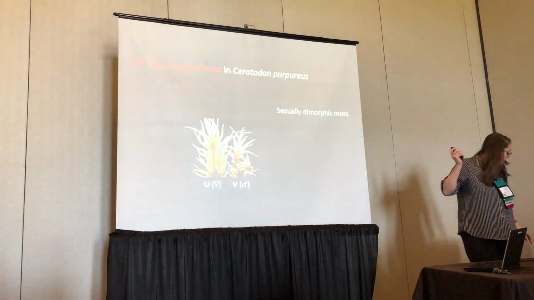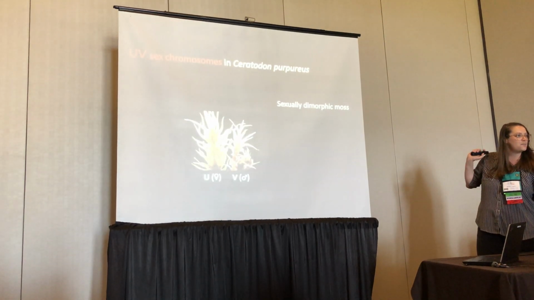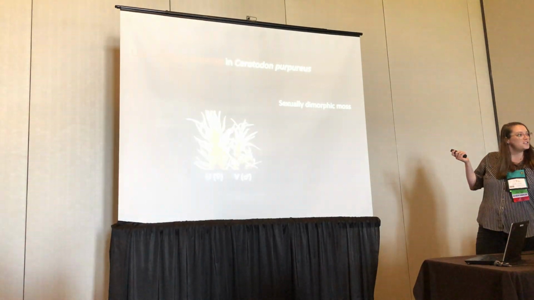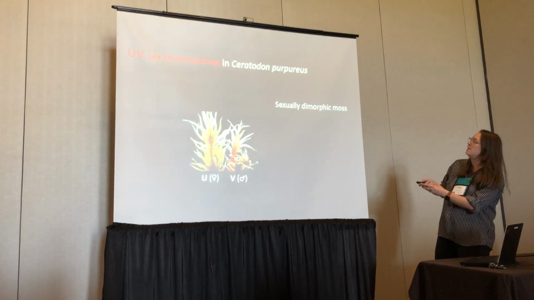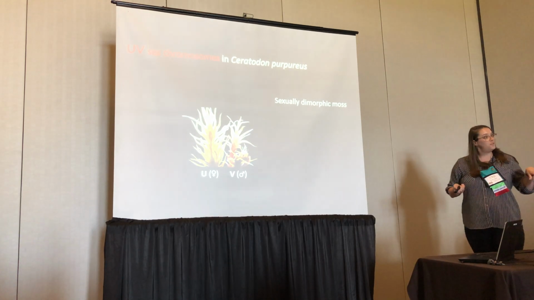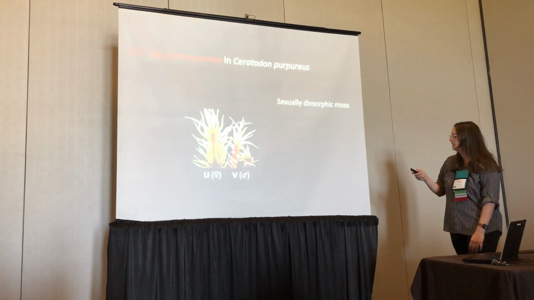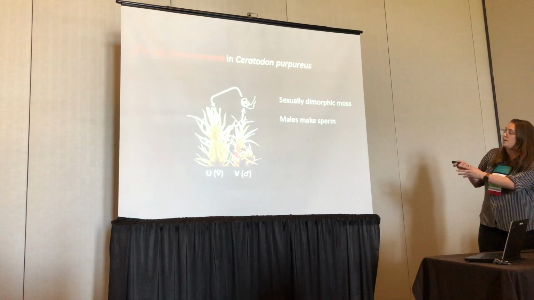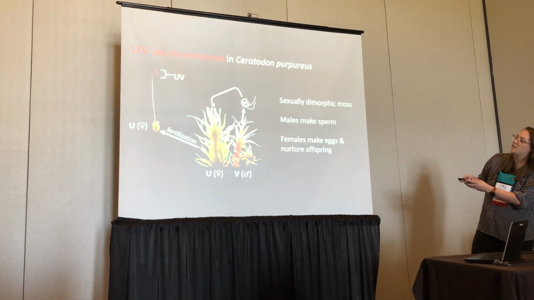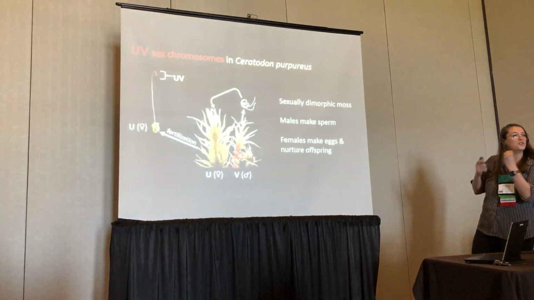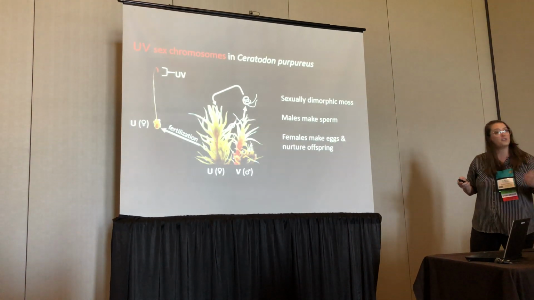The system that we are using to address these questions is Ceratodon purpureus. It is a moss, and it has UV sex chromosomes. The U is the females and the V is the males. This species is sexually dimorphic, so you can see in this picture here, the females typically grow much larger than males. Males make these adorable little flagellated sperm, and females make eggs, and they nurture the offspring. So there's lots of potential for genetic conflict in Ceratodon and other mosses.